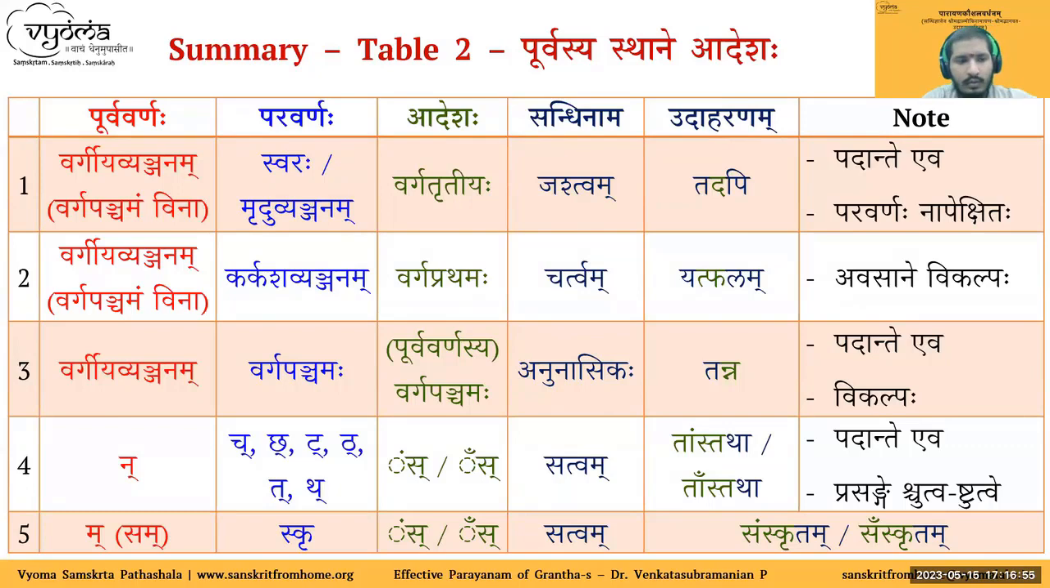Paravarna should be one among Chacha, Dadha, Tadha. One among these letters. Then we get the Adesha Sakara in place of Nakara, and the Swara which is preceded, which is next to the Sakara, will get Anuswara or is replaced by Anunasika Swara. So the example is Tams Tatha.